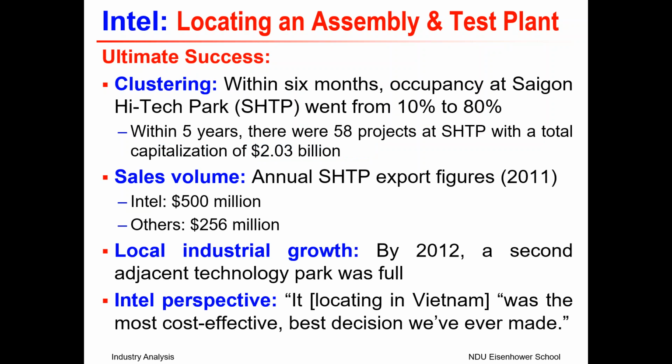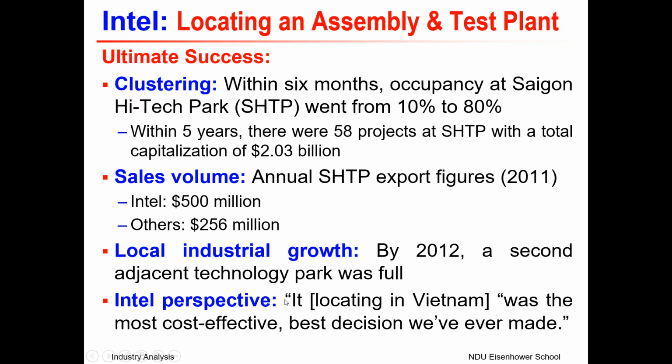Within 6 months of Intel signing on, the occupancy at the high-tech park went from 10% to 80%. Within 5 years, they had billions of dollars of capital investment in that park. By 2011, Intel is exporting $500 million worth of chips out of that park, and others in the park are exporting $256 million. In fact, the industry grows so much locally that by 2012, a second adjacent technology park was full as well.